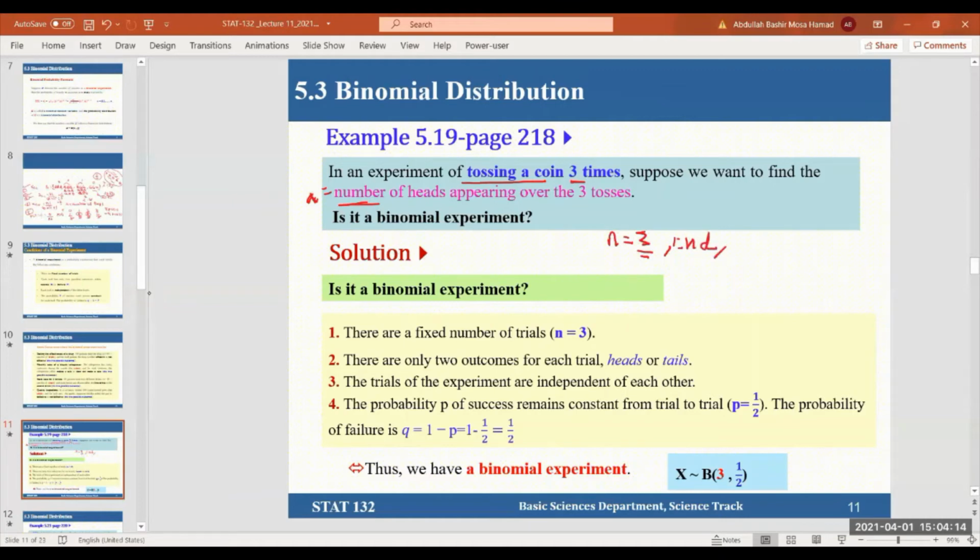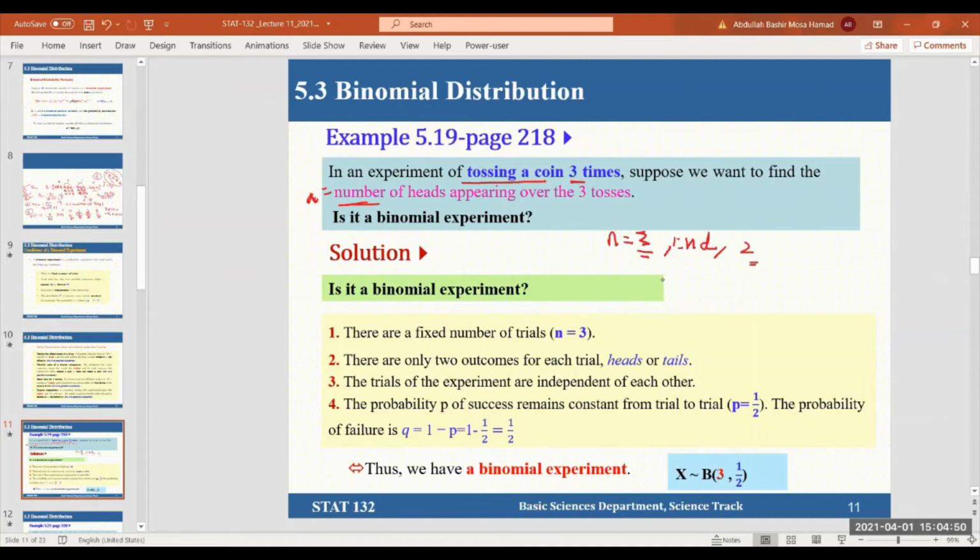Condition 3: is the probability of success and failure the same for each trial or not? Same. Yes, so condition 3 is also satisfied. The last condition is, do we have only 2 outcomes, or more? Just 2. We have 2 outcomes, yes.